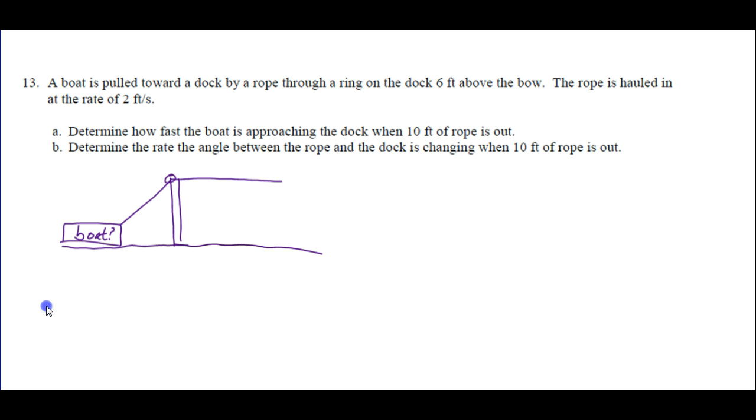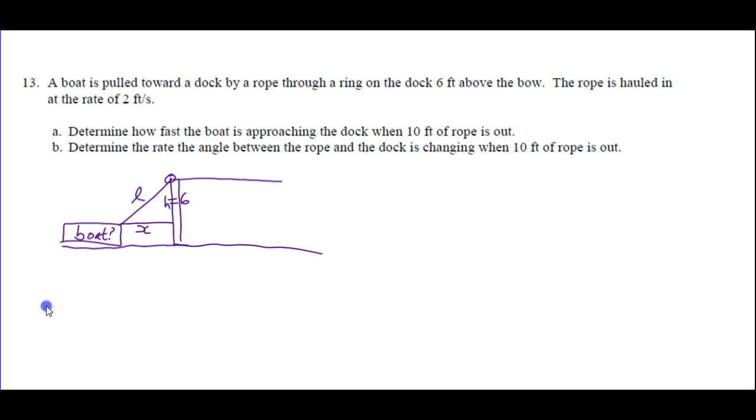Okay, so we have some quantities here, let us list those quantities. So let's call this L, let's call this X, let's call this H. Okay, and we actually have some numbers for that, right? So the ring on the dock is 6 feet above the bow, so this H is equal to 6. And we're not going to put the 10 on there just yet, right? But the L is going to be 10. It's 10 feet of rope that's out. And so we're going to do part A.